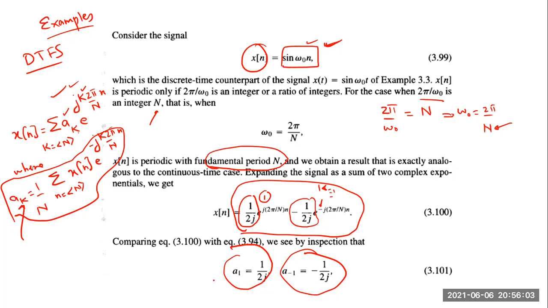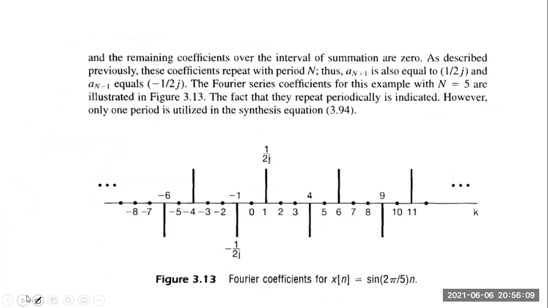But if you remember, there is a periodic nature associated with the Fourier coefficients of discrete time Fourier series. So let's consider a specific example. We haven't specified what is the value of N. So let's consider that the period of the signal is 5. So 2 pi by omega naught is equal to 5, so omega naught equals 2 pi by 5.